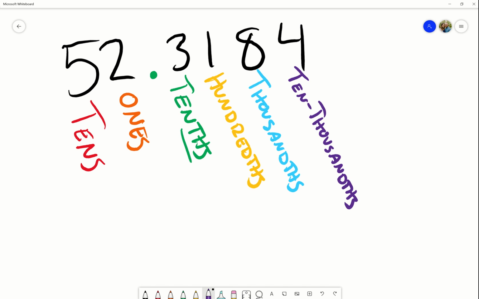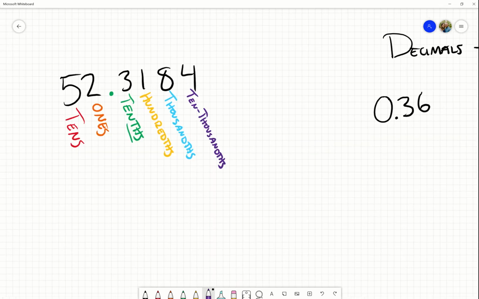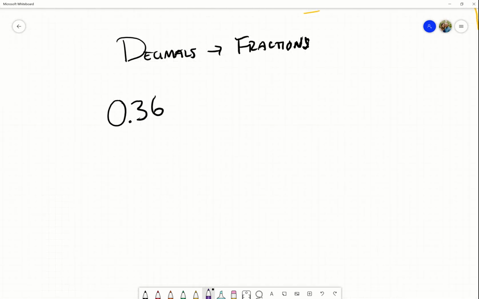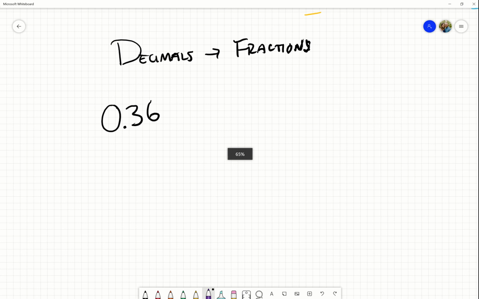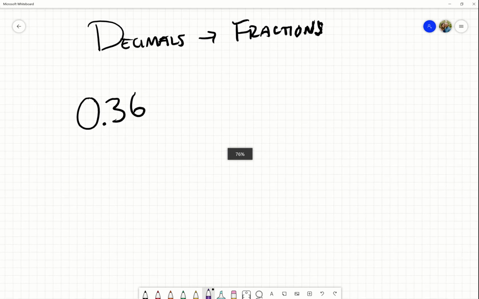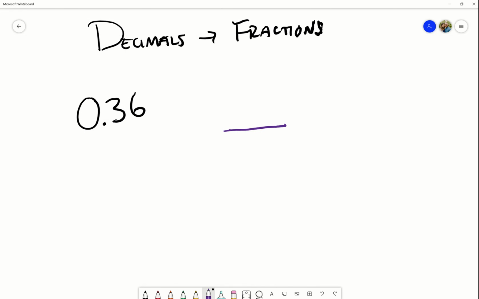Because knowing place values is how we turn decimals into fractions. We turn our decimals into fractions by knowing our different place values. All right, so with that being said, we're going to come over here and say, my decimal is 0 and 36 hundredths. So to turn it into a fraction, I want to look at my last place value, the place value of my last number.